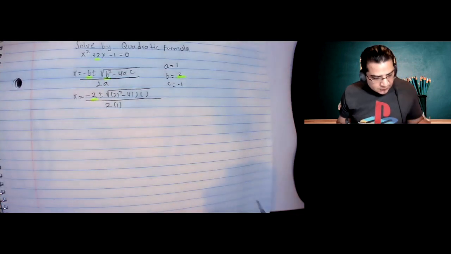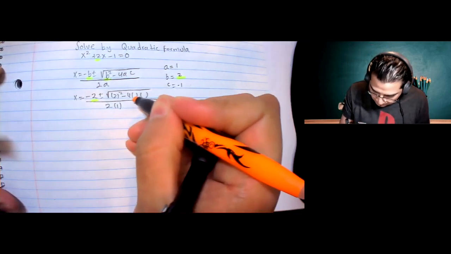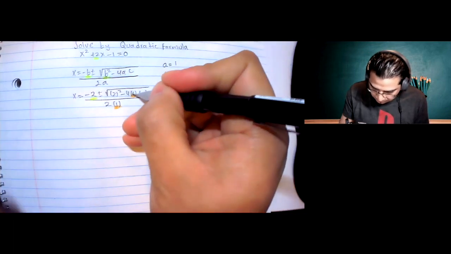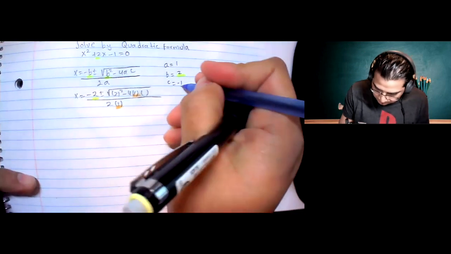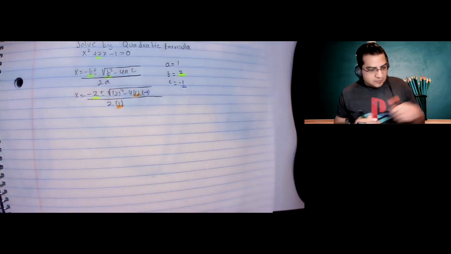For a, that's 1 here. For c, it's just this one here, -1. So far so good.